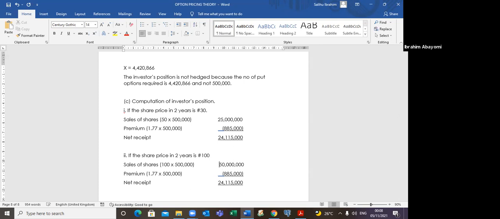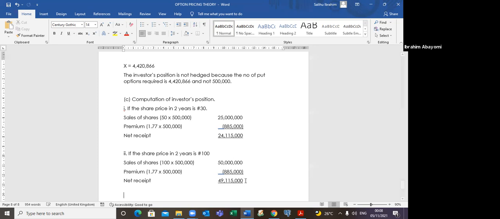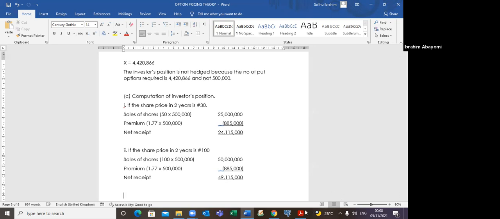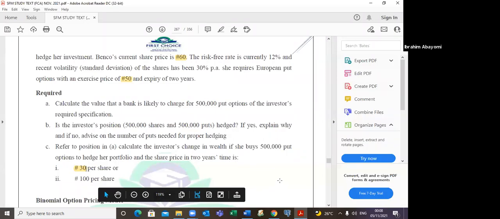So this 885 still remains. That's the amount he paid. So I will have 49,115,000. That's what the question wants you to do here. That's requirement 3.